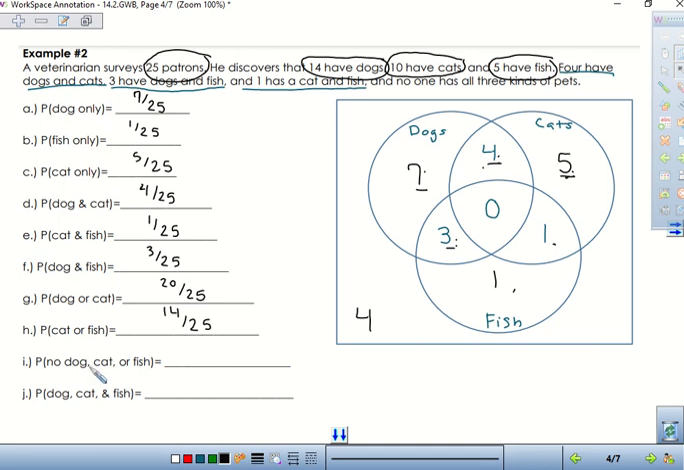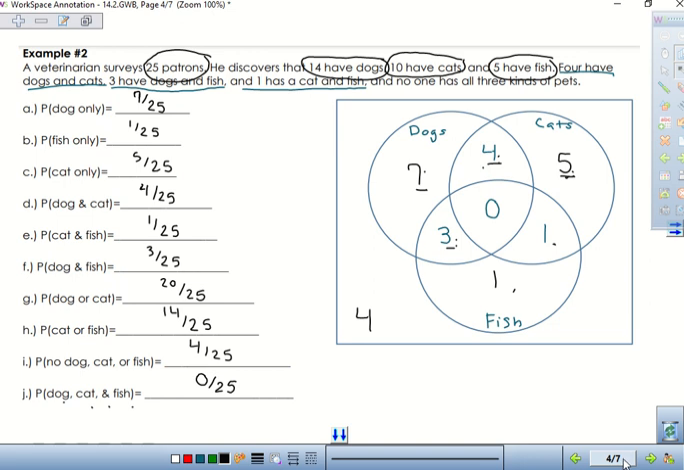So what about somebody not having a dog, cat, or fish? 4 out of 25. And what about somebody having a dog, cat, and a fish? 0. That's for people who have all 3, which nobody does in this case. Make sense? Okay. Will we need to simplify these fractions?